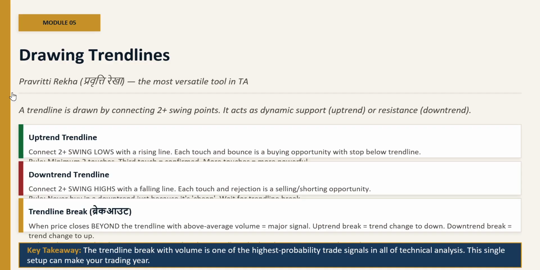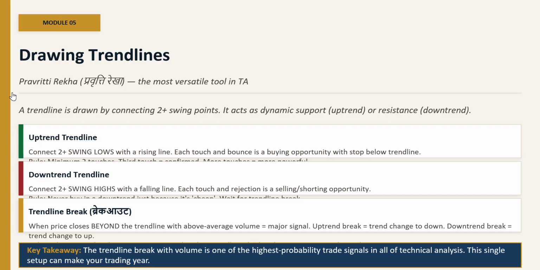The minimum requirement is 2 touches. With 3 touches, the trend line is confirmed. With 4 or more touches, it is very strong. The most profitable signal from a trend line is the break. When an uptrend trend line breaks, price closes below the line with above average volume. It signals a potential trend change. When a downtrend trend line breaks upward with high volume, a new uptrend may be starting.